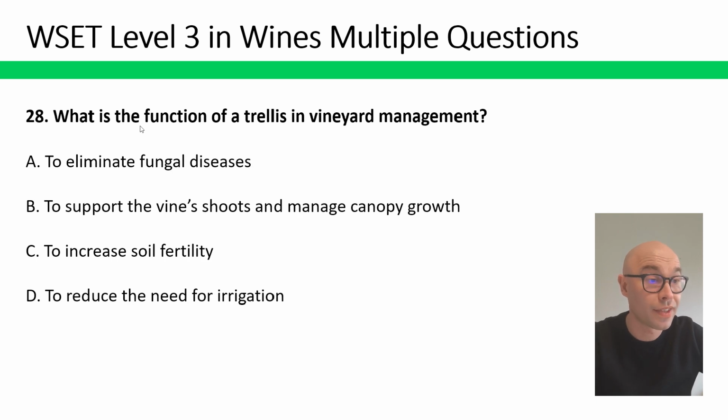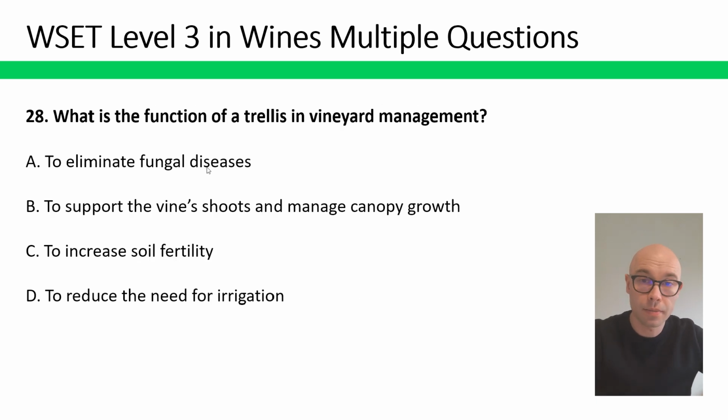What is the function of trellis in vineyard management? To eliminate fungal diseases, to support vine shoots and manage canopy growth, to increase soil fertility, to reduce the need for irrigation. The correct answer is B, to support vine shoots and manage canopy growth.